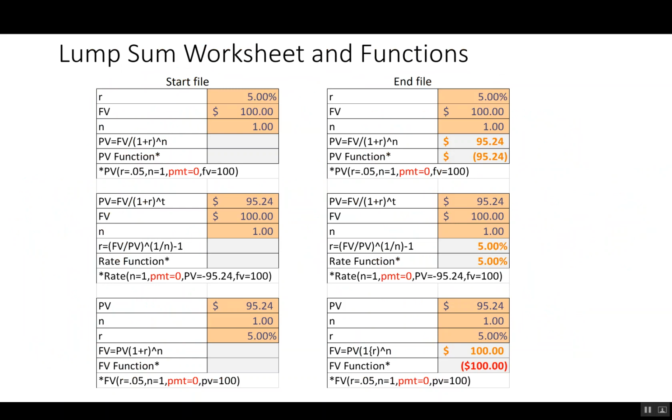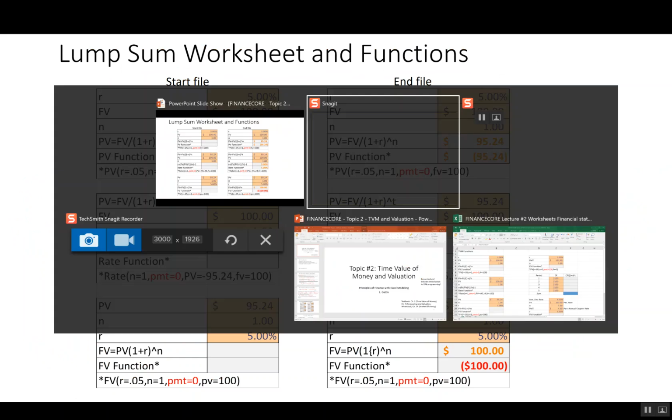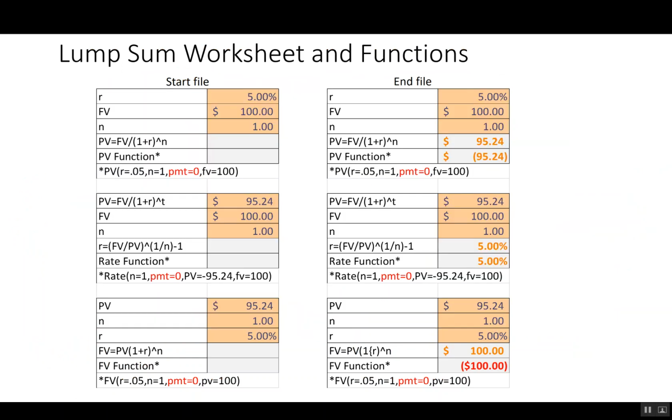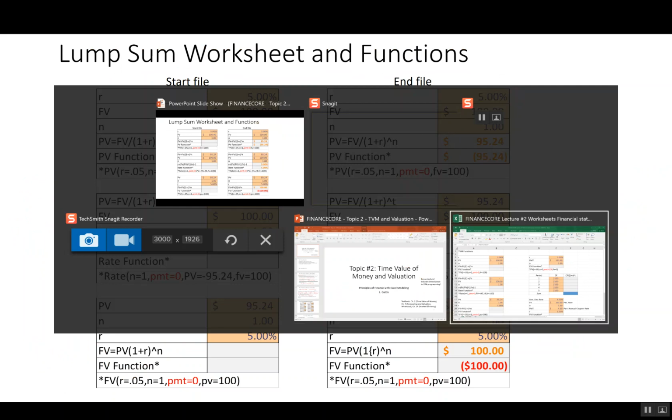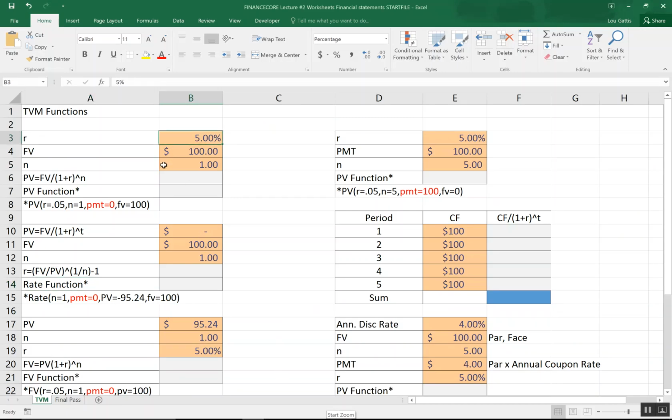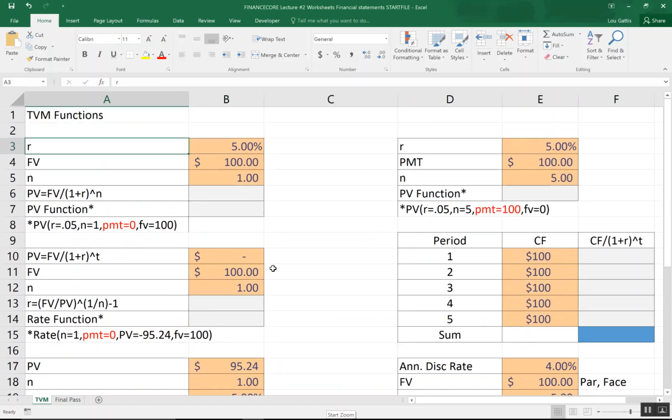So let's do a few worksheets that use present value and future value. So we're going to go to the start file. And I have some data already plugged in. So my first function is going to calculate a present value. So if I have a future value of 100, 1 year, at R percent, 5%, I can use my formula and say that 100, my future value, divided by 1 plus the interest rate, or discount rate, raised to the 1 power is 95.24.